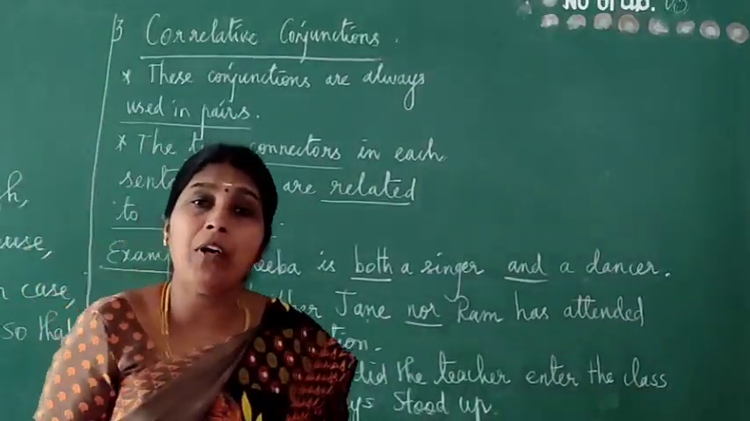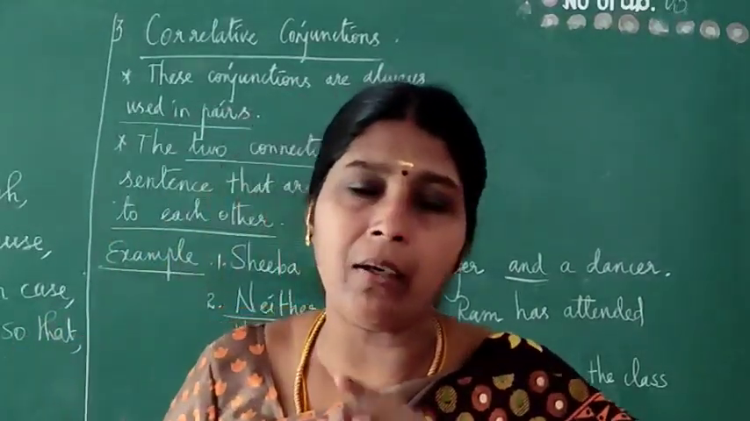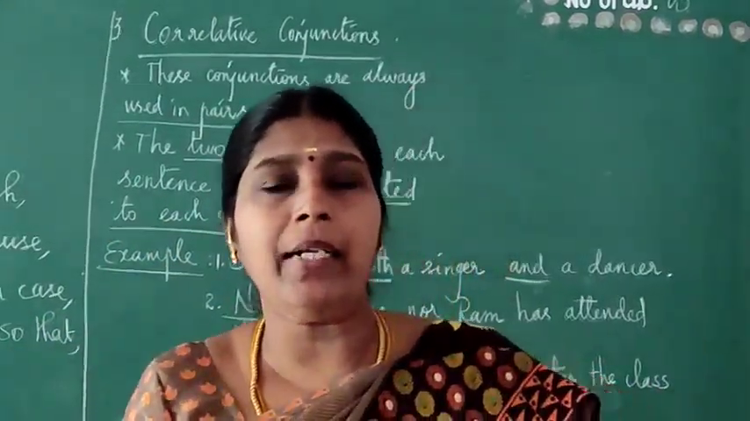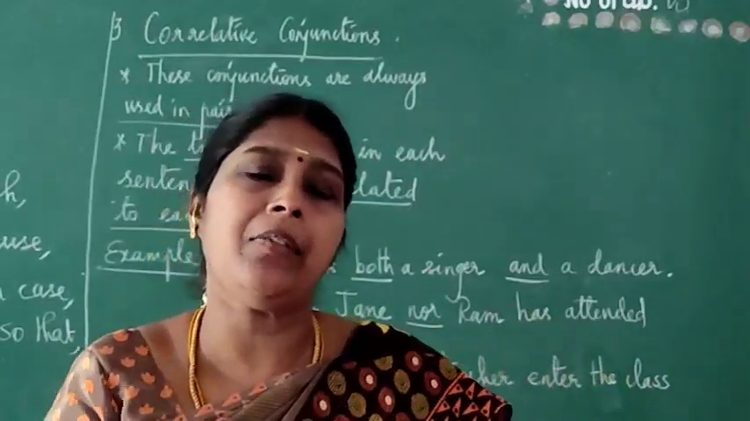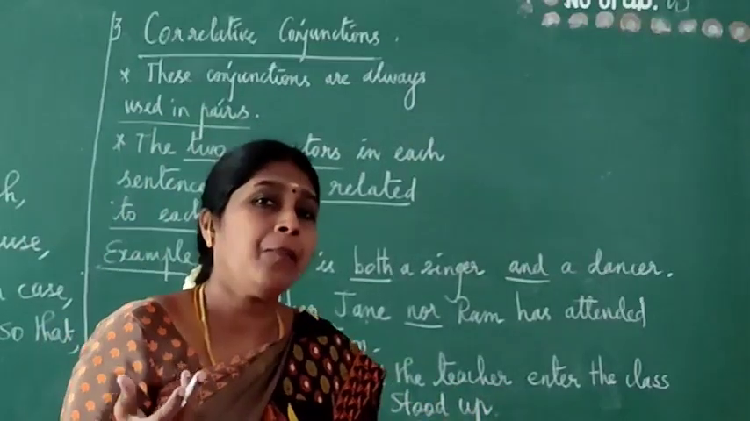Than is used for comparing two things. For example, Ooty is cooler than Kodaikanal. Ooty, Kodaikanal, than. That means here that word is used for comparing two things, two persons or any two.